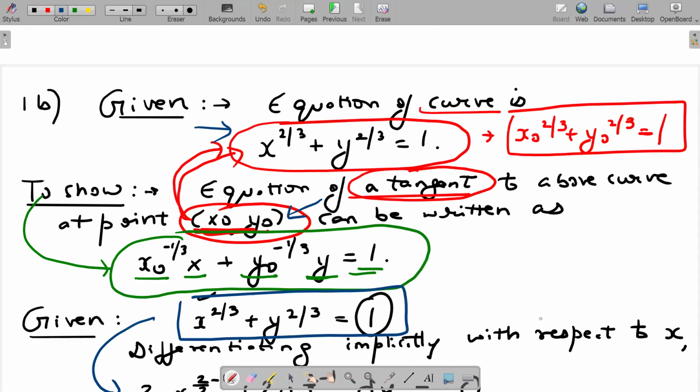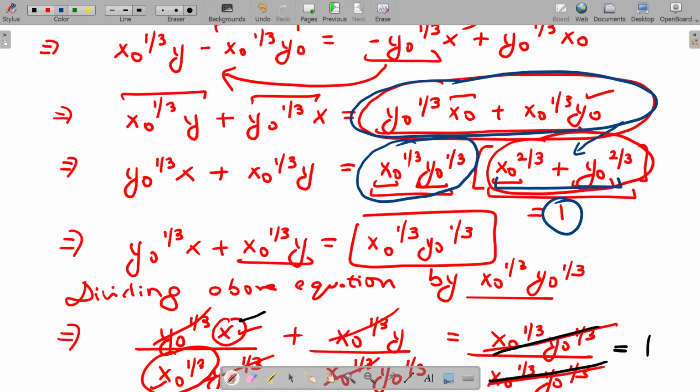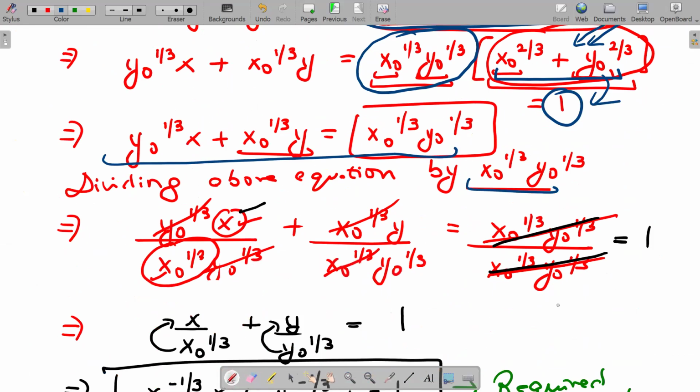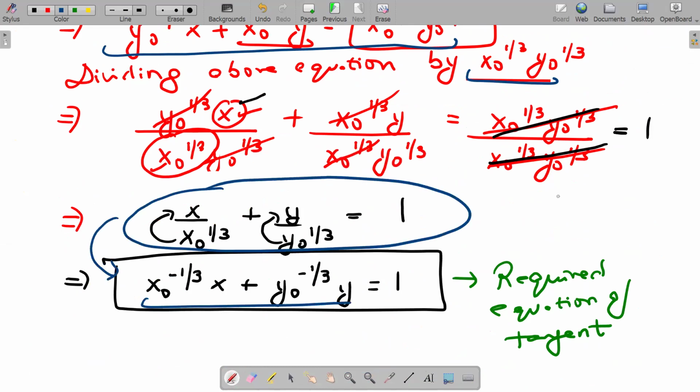Because at the point of tangency, the point should lie on the curve. If the point x0, y0 lies on the curve, it satisfies the equation of the curve. That means this was 1, which gave me this. And if I divide both sides by x0 to the power 1/3, y0 to the power 1/3, I get this, which after simplifying gives me the required equation of a tangent. So it was a tricky question because it involved a lot of algebra along with implicit differentiation.